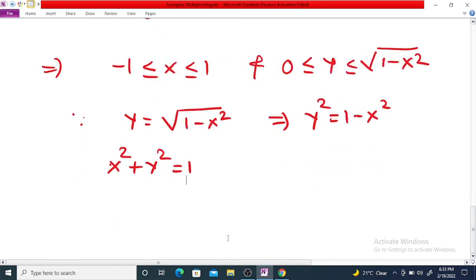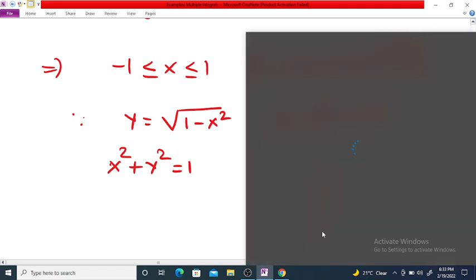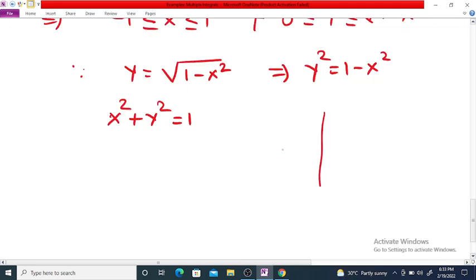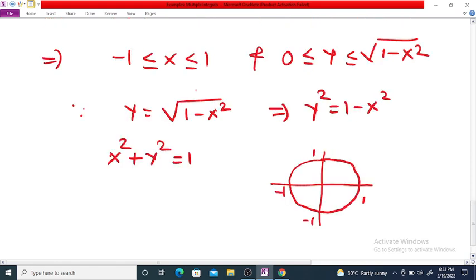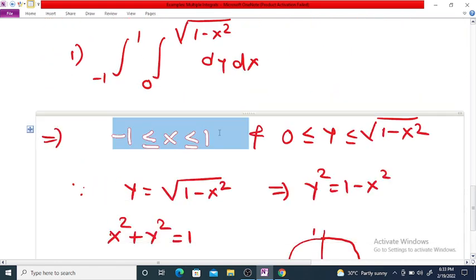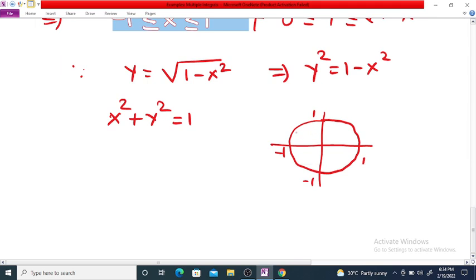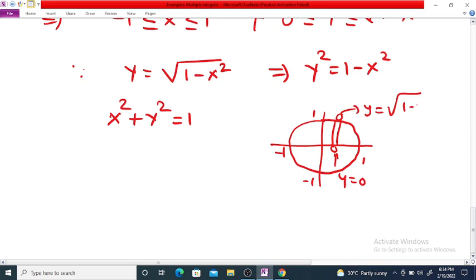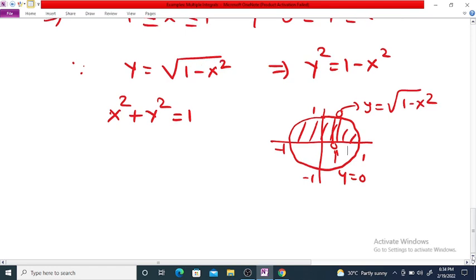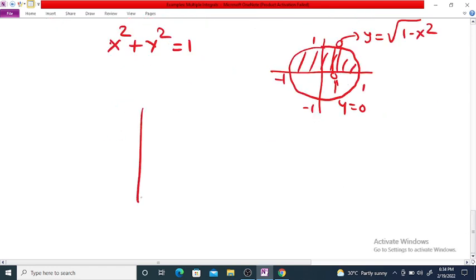We know that this is an equation of circle having center at origin and radius is equal to 1. So now this is minus 1 to plus 1, here is 1 and minus 1. Now the limit of x is from minus 1 to 1 and limit of y is 0 to under root of 1 minus x square. So this is a strip, it enters at y equal to 0 and it leaves at y equal to under root of 1 minus x square. So this is the given region. So the given region is what? Half circle, semicircle.